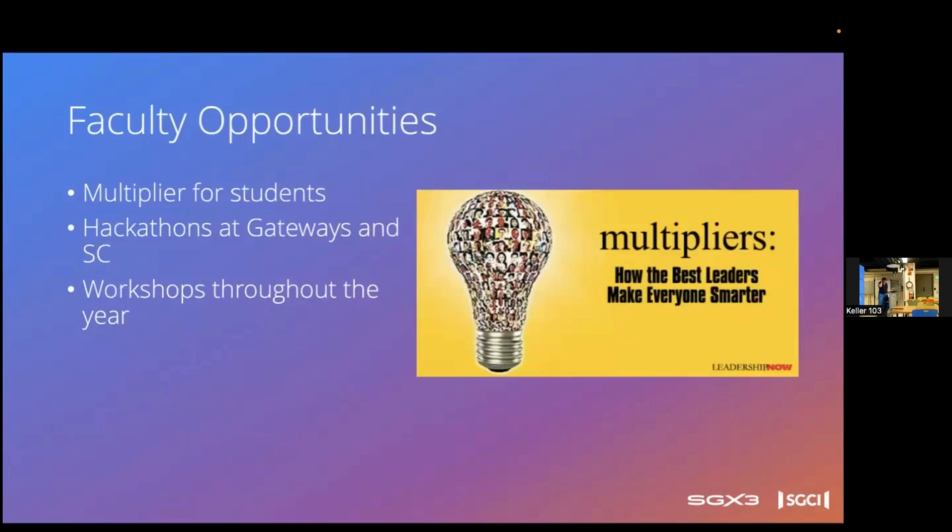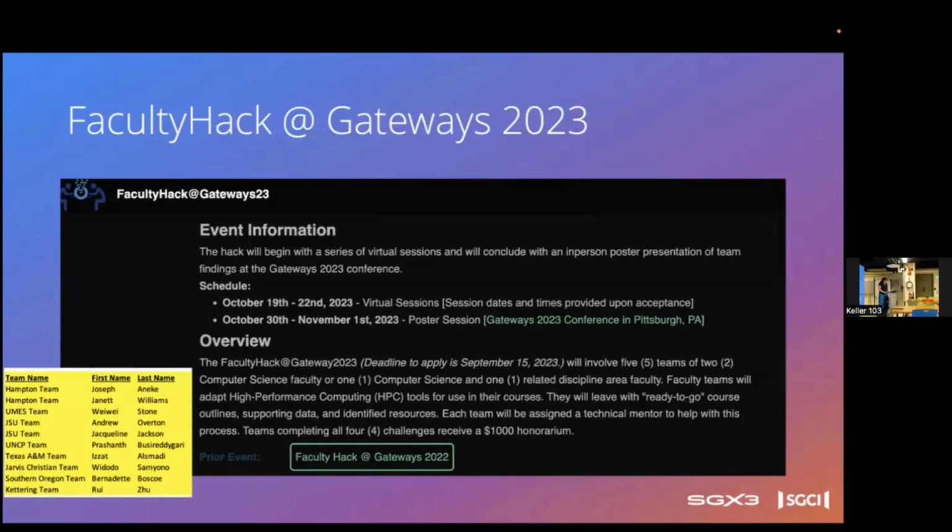Then the faculty opportunities, because faculty can work as a multiplier for students. If they really sell the topics of science gateways and research software engineering, the students learn about it directly while being undergraduates or graduates. And we also give workshops throughout the year for faculty, and hackathons. At Gateways 2023, we had a faculty hack, for example, with different teams. And they showed their results in a poster session.